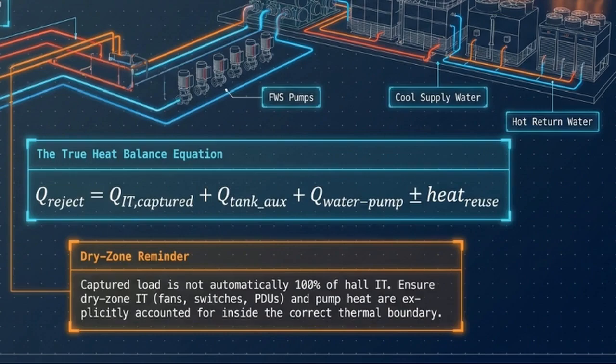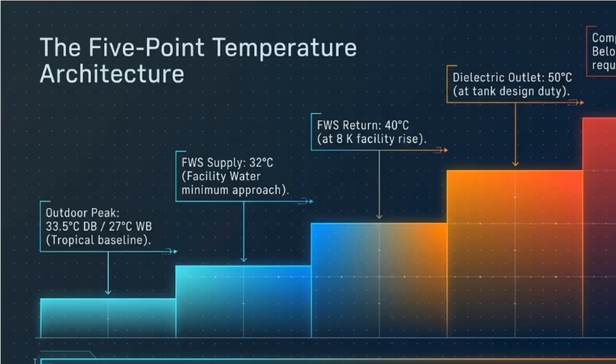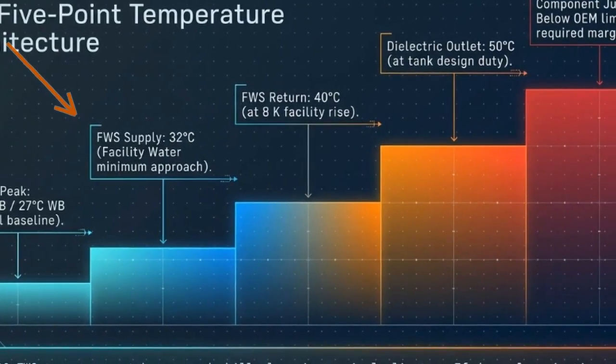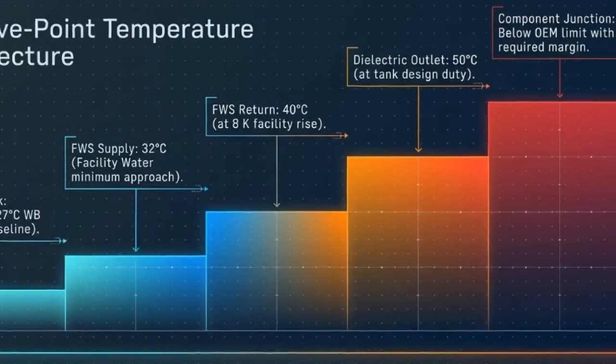This chart maps the 5-point temperature architecture. We calculate precise temperature approaches starting from the ambient outdoor peak, stepping up to the facility water supply, through the dielectric outlet, and finally stopping safely below the component's maximum junction limit.